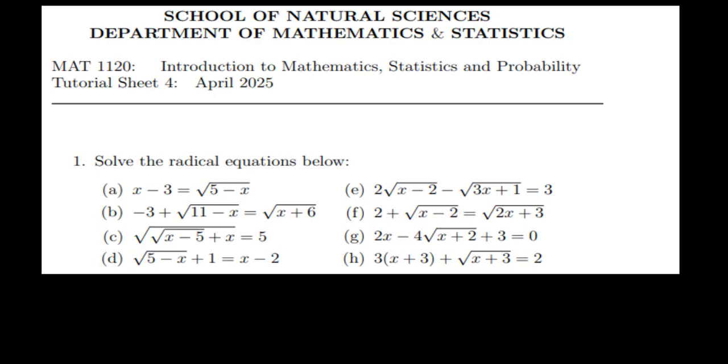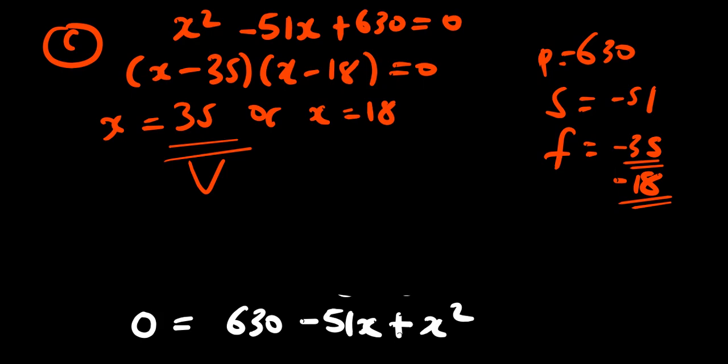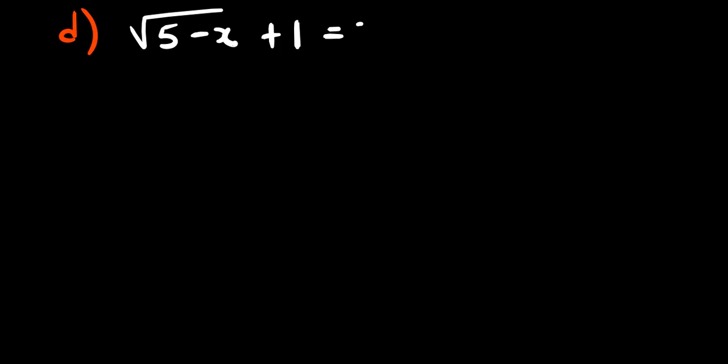Okay, let's solve another one. Let's also solve d. D is the square root of 5 minus x plus 1 equals x minus 2. Okay, allow me to rub here. So we're saying d is the square root of 5 minus x plus 1 equals x minus 2.